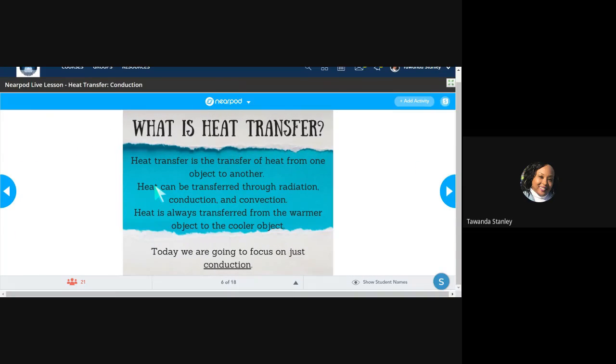And so after that, you guys have what heat transfer is. Heat transfer is a transfer of heat from one object to another object. Heat can be transferred through radiation, conduction, and convection. And just remember, heat is always transferred from the warmer object to the cooler object.